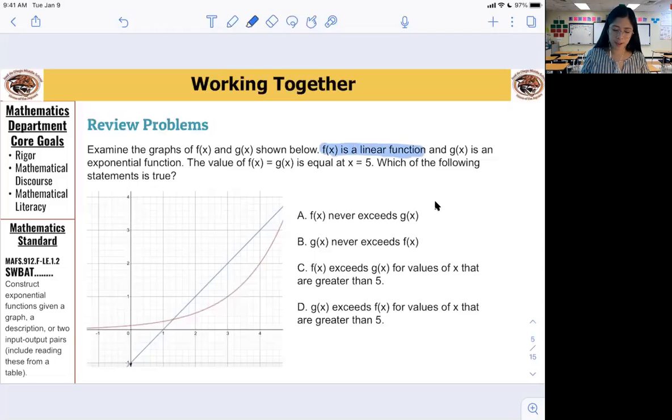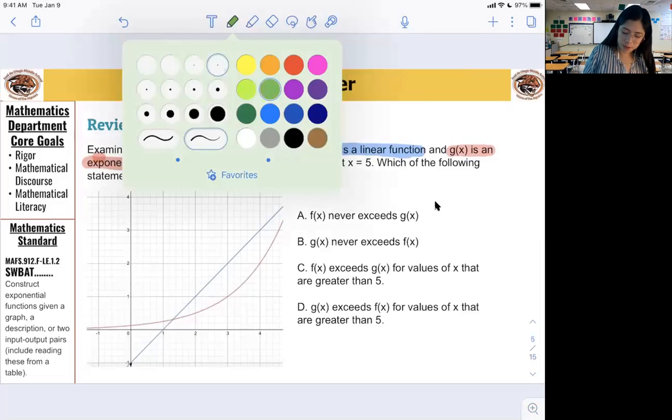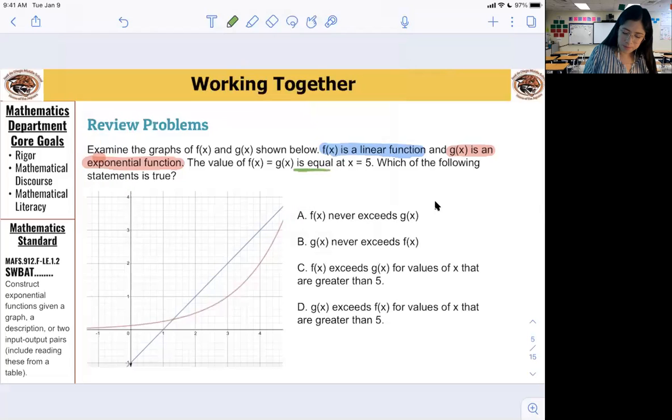G of x is exponential, and we already know that exponential functions curve, right? Okay, and then it's telling me that f of x and g of x are equal at x equals 5. On a graph, what does it mean when two functions are equal? What do they do at that point? It intersects. Good, they intersect.